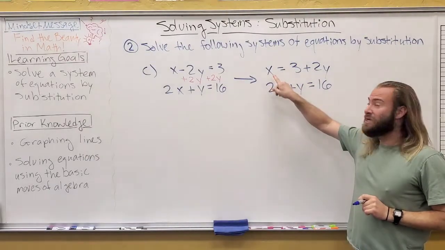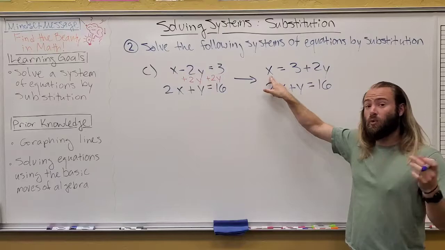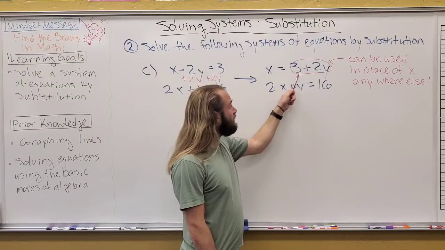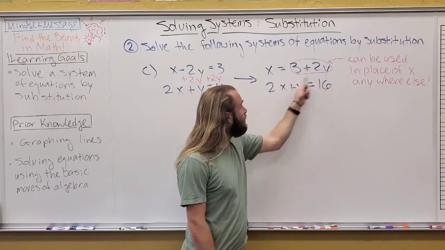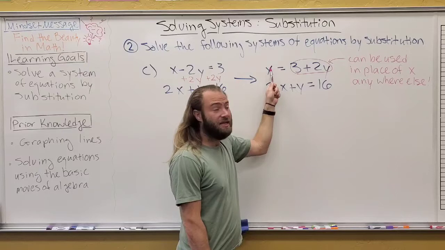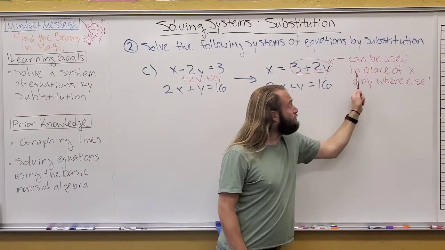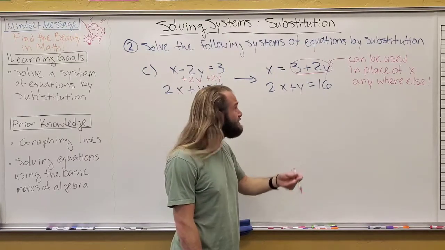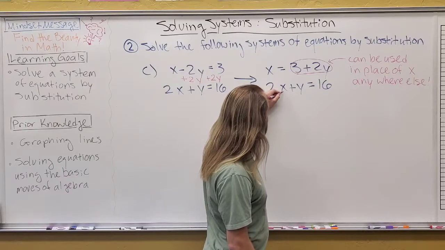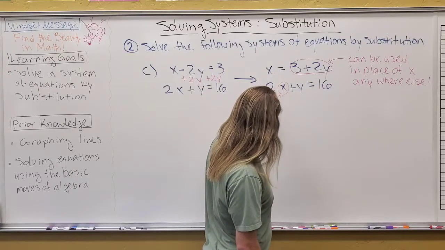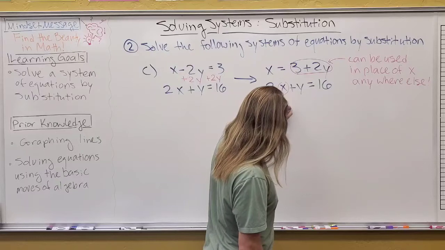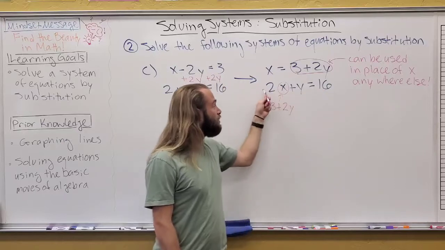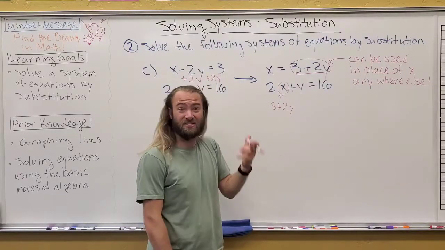It's actually enough information if just one of the equations is solved for one of the variables, because watch what we can do with it here. Because we realize that this expression 3 plus 2y is the same as just x, it means that this expression can be used in place of x anywhere else. So if you see an x somewhere else, you could replace it with 3 plus 2y. So look, there's an x right here. So that x can be replaced with 3 plus 2y. And what we've done is we've made this become an equation that only has y in it, and we can solve it for y.